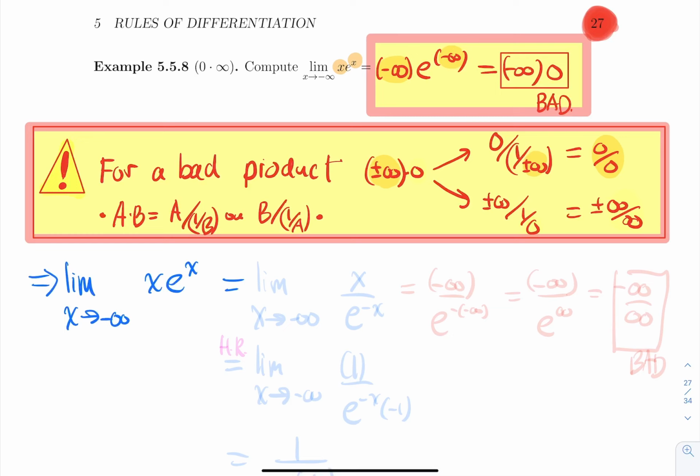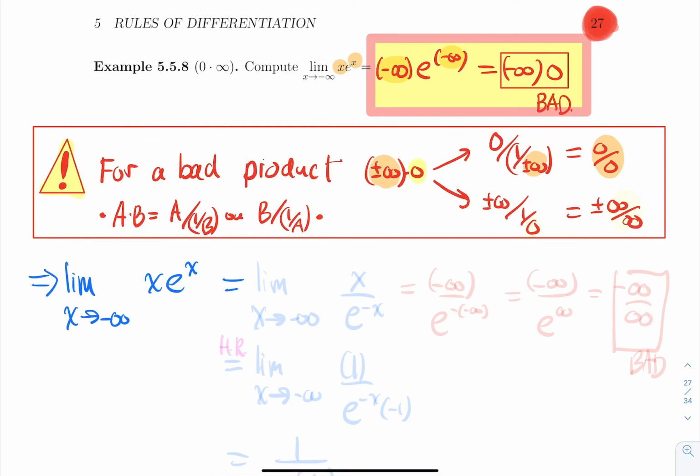Or you can flip the 0 and bring it downstairs. Of course, normally you need to know what type of 0 you have in order to decide what type of infinity you get. But in general, when you flip a 0, you'll get plus or minus infinity over infinity, which is a bad quotient. So remember, the trick is fairly simple. It's a bit weird, but the idea is that if you have a product A times B, you can bring B downstairs as 1 over B, or you can bring A downstairs as 1 over A. So A times B is the same thing as A over 1 over B, or B over 1 over A. One of the two will work.